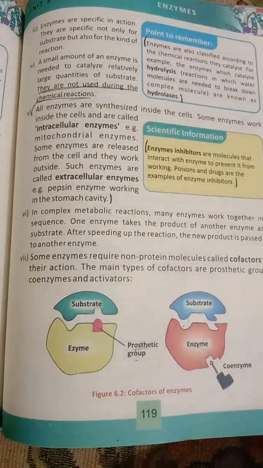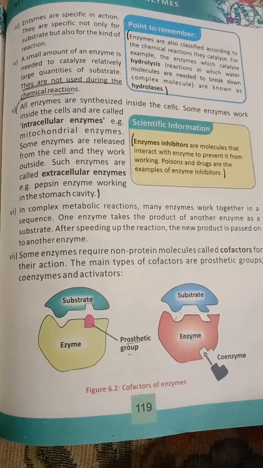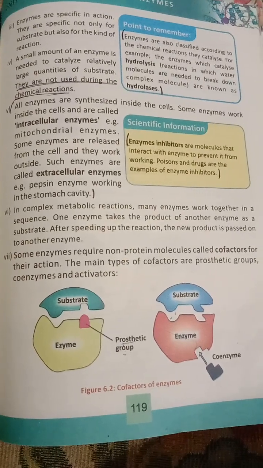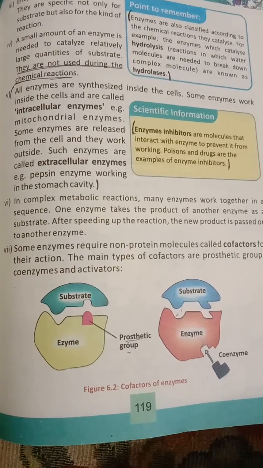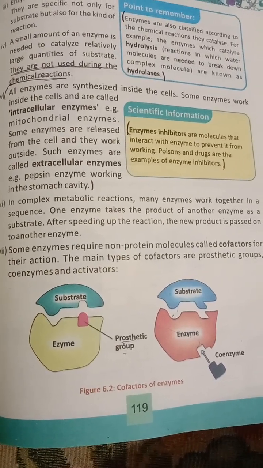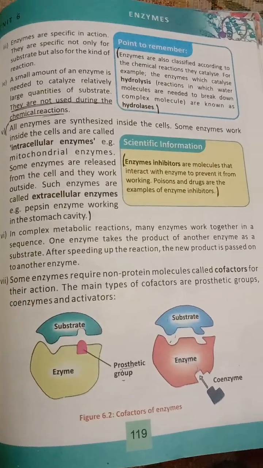In complex metabolic reactions, many enzymes work together in a sequence. One enzyme takes the product of another enzyme as a substrate. After speeding up the reaction, the new product is passed on to another enzyme. This means some reactions are very complex.